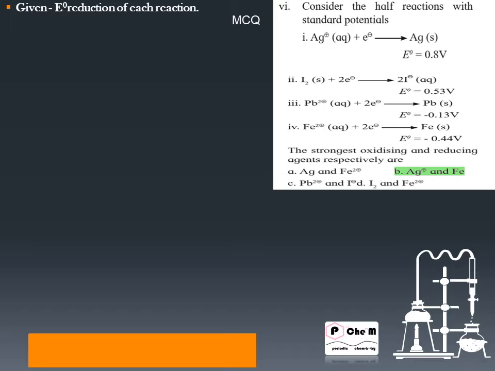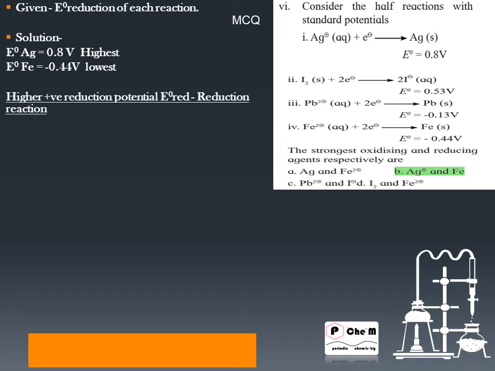Given terms are the reactions and the reduction potentials. First, we need to determine the highest and the lowest reduction potential. It's clear that the reduction potential for silver, that is Ag, is the highest, which is 0.8 volts, while the reduction potential for Fe, that is iron, is the lowest, which is minus 0.44 volts. Remember that whenever we have a negative sign, the number with the highest magnitude will have the lowest value. Now let's see the approach to solve this problem.